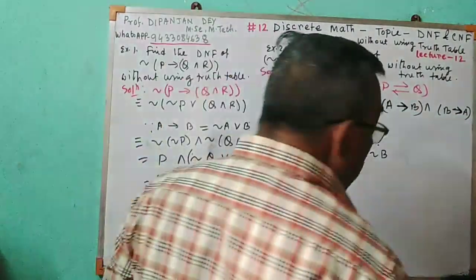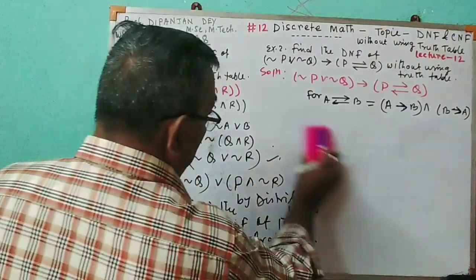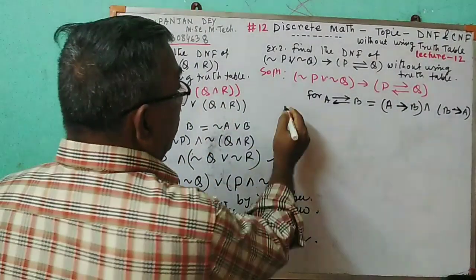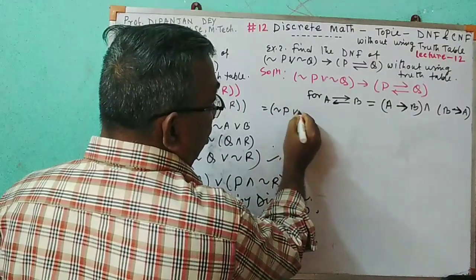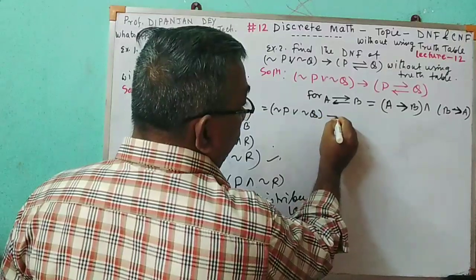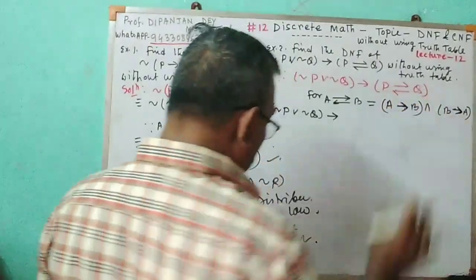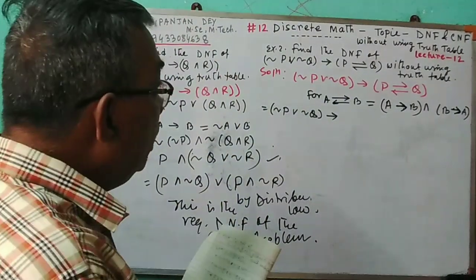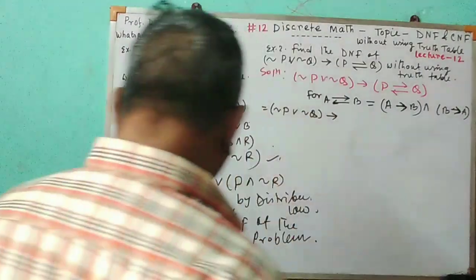So firstly, one by one, I am doing it. I am just removing this part. So now you see, what am I doing here? I am writing negation P, conjunction negation Q, and now applying P to Q.